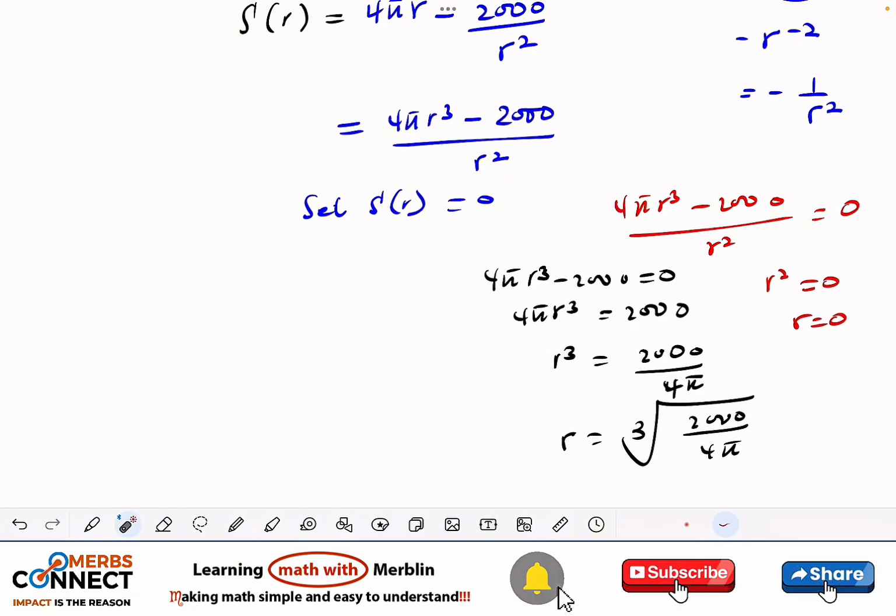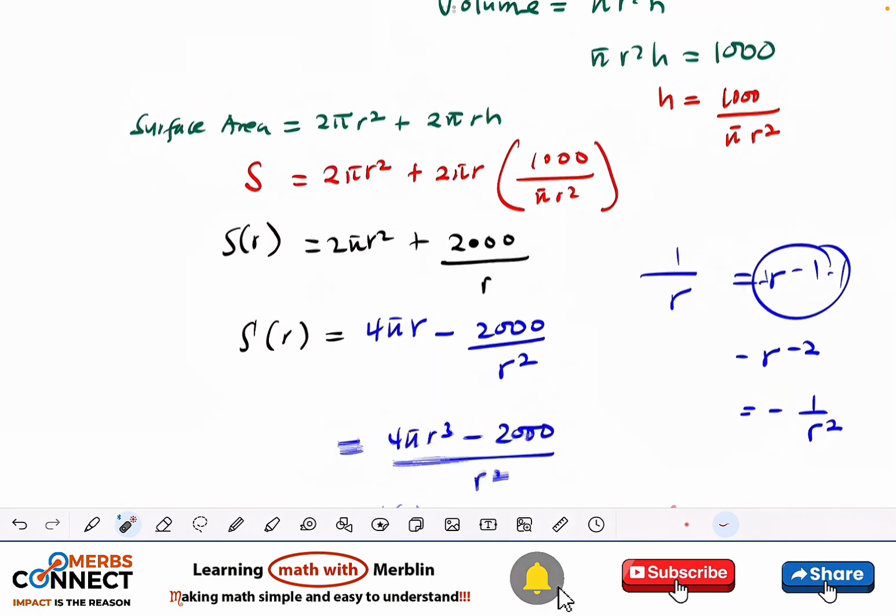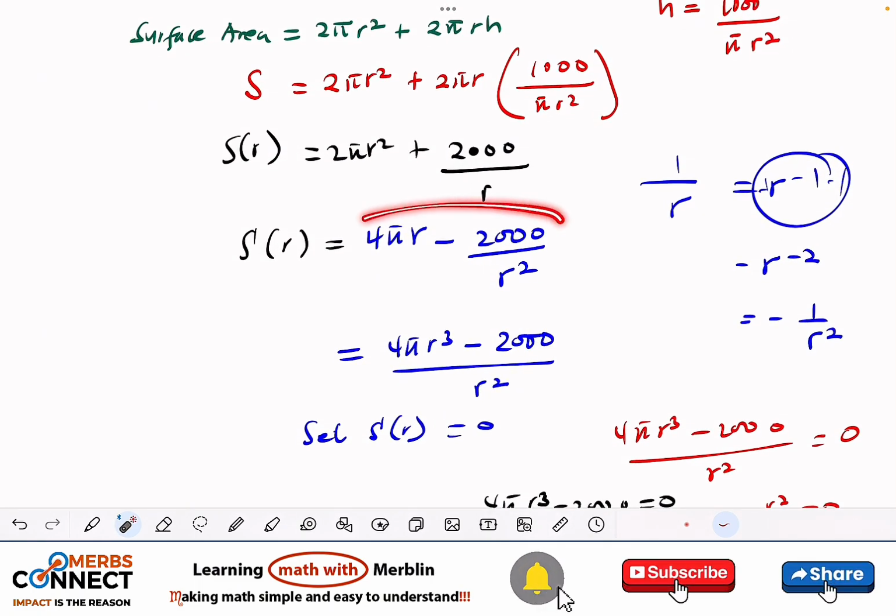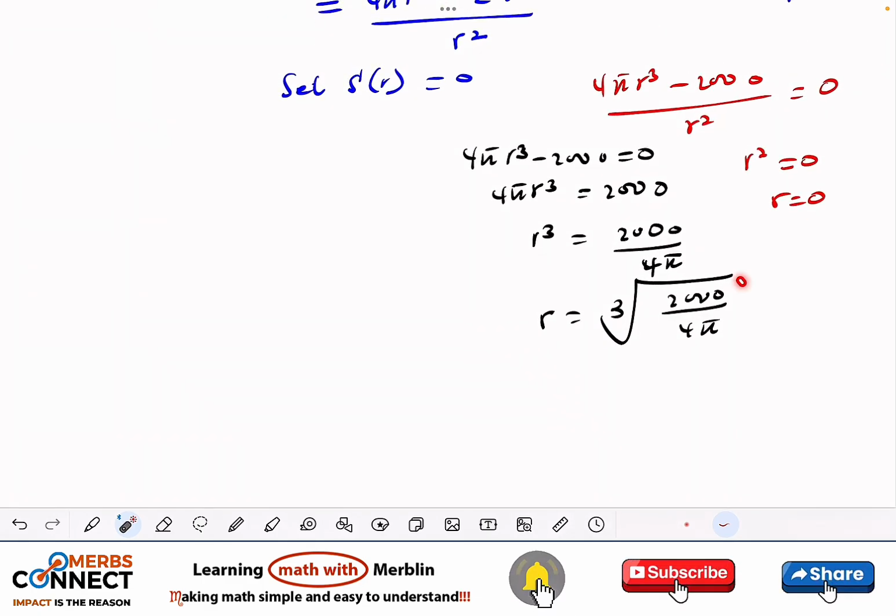Now let's check which one we are going to use. Remember, if we want to find the domain from here, we are not going to include r equal to 0, because anytime r is equal to 0, the function is going to be undefined. So we are going to choose this to be the r, right? And let me just approximate this to, let's say, 5.3.